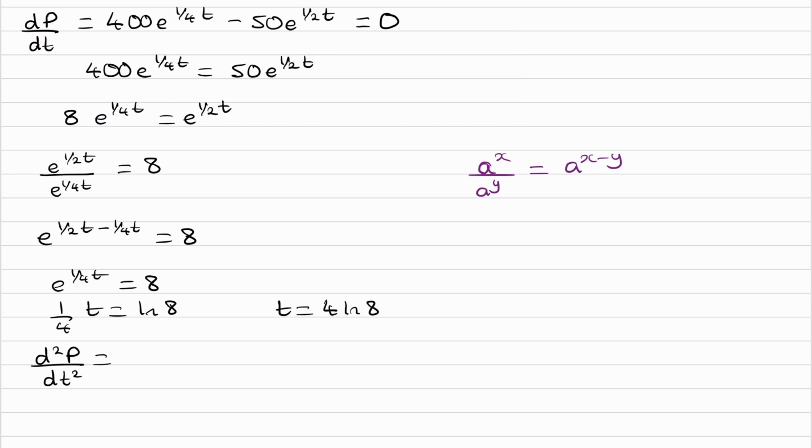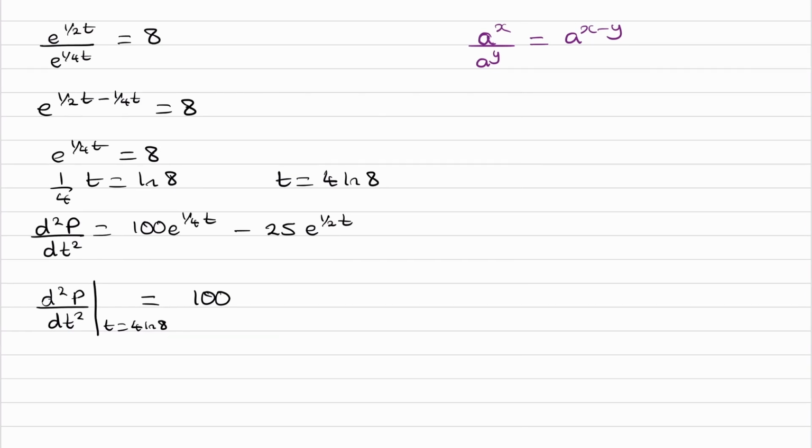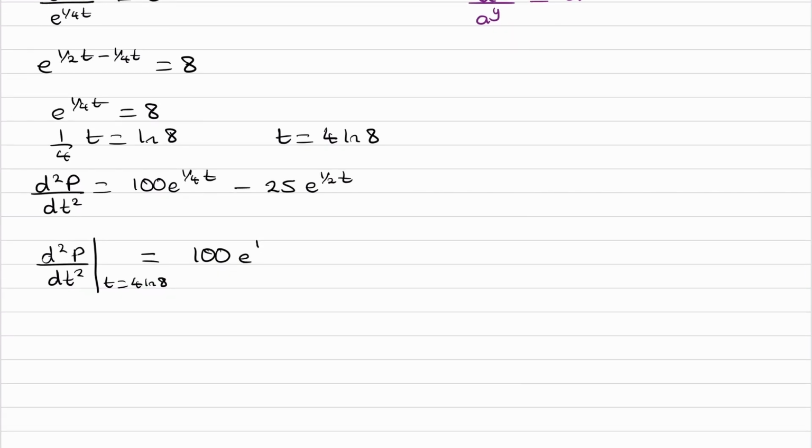So we double differentiate this equation that we have up here. And we end up with, so quarter comes out, quarter times 400 is 100. Take the half out, becomes 25. So then we have our double differential. And then what we do is put in our t value, t is equal to 4 ln 8. We could just do this in our calculator, but I'm going to do it manually just so you can see how it works. So 100 e to the quarter times 4 ln 8. We'll go over a few different rules in doing it this way, so I thought it might be useful to do it manually.